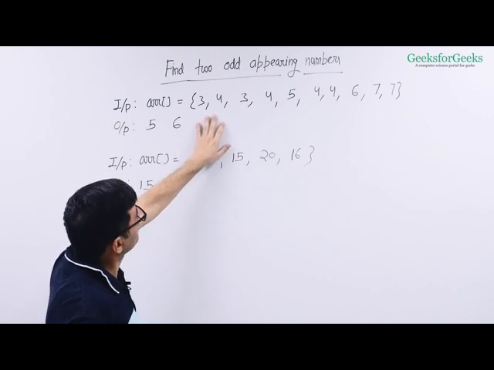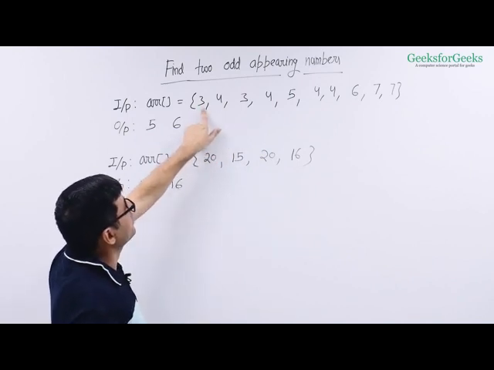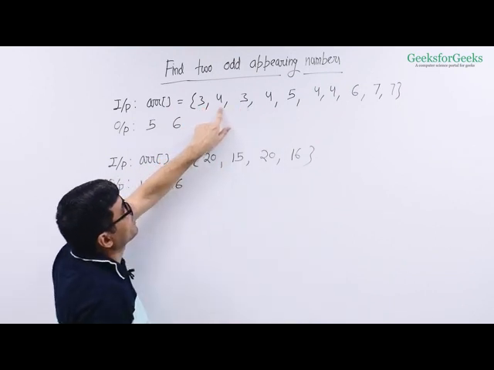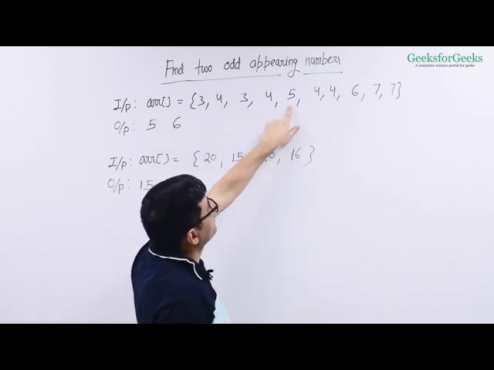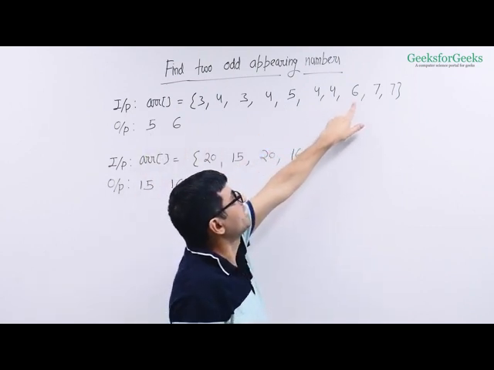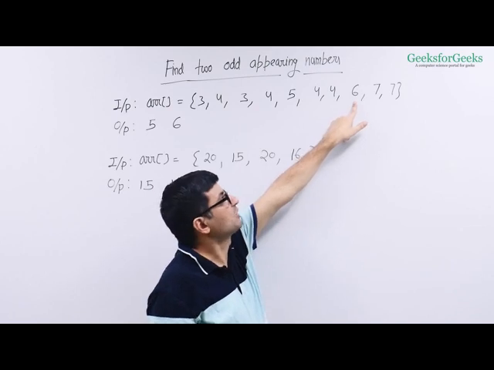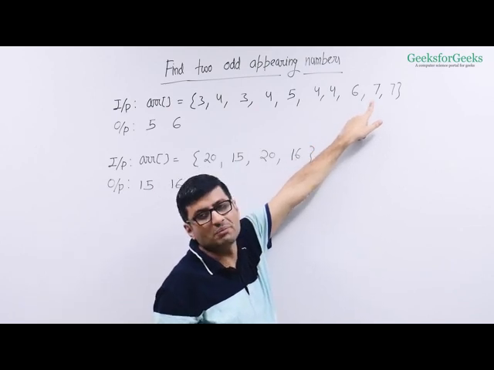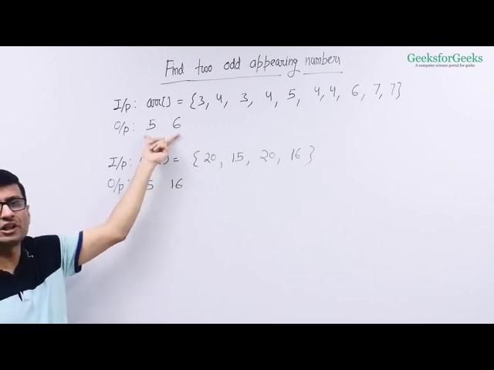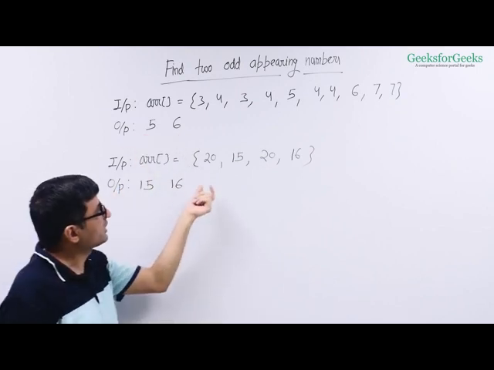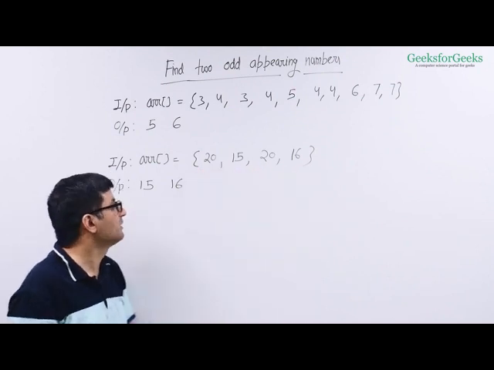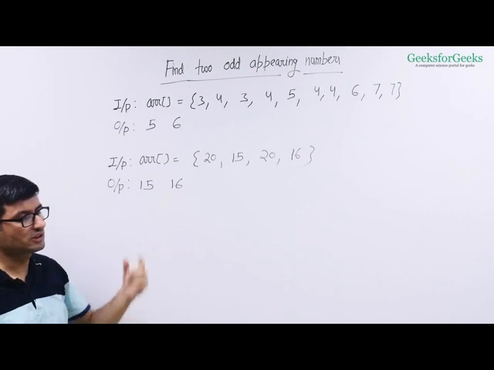Let's see this example. So 3 is an even occurring element. It appears 3 times. 4 is an even appearing element. 5 is an odd occurring element. So 5 is an output. 6 also is an odd occurring element. It appears once. 7 is even appearing. So we do not print 7. So 5 and 6 are the only odd occurring elements in this array. In this example, there is only one even appearing element, but there are two odd appearing elements in this array. So our output is 15 and 16.